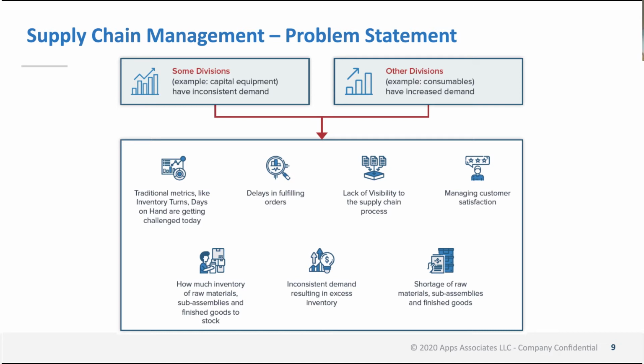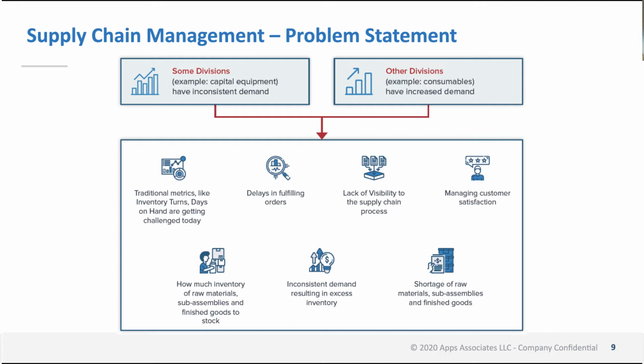So what we have seen over the last few months, there has been increased demand for some products and not so much on other products, maybe reduced demand or inconsistent demand on other products. And as a result, traditional metrics like inventory turns, days on hand that we've used previously to chart trends are getting challenged today. We are not able to use these metrics in order to plan our inventory. There have been delays in fulfilling orders. Customers haven't been receiving goods on time, and managing customers' expectations has become difficult.